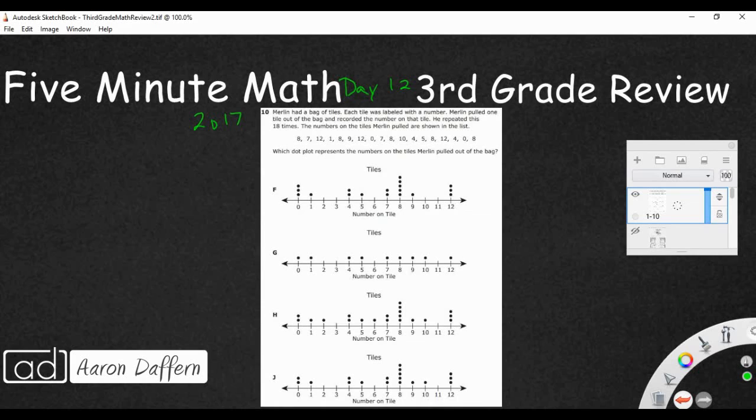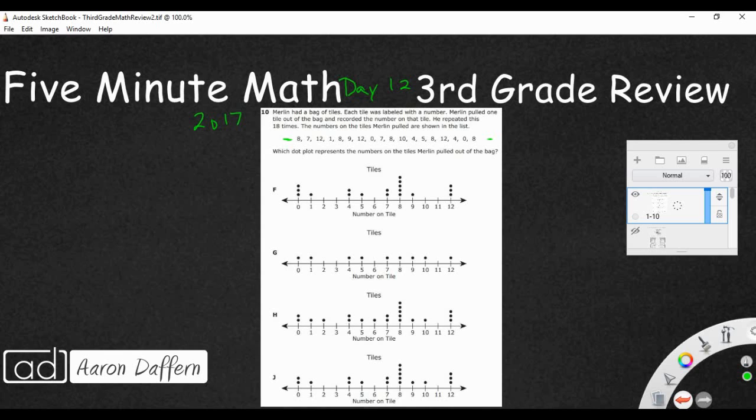Today we are dealing with reporting category 4, data analysis and personal financial literacy, but we're just looking at some data problems today. Merlin has a bag of tiles, and Merlin pulls out 18 tiles and records the numbers right here. You see the numbers go from 0 all the way up to 12, and we need to figure out which dot plot best represents the data.